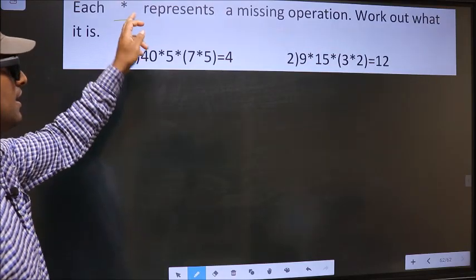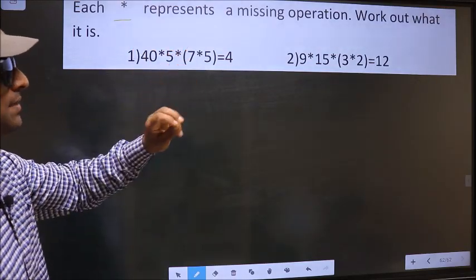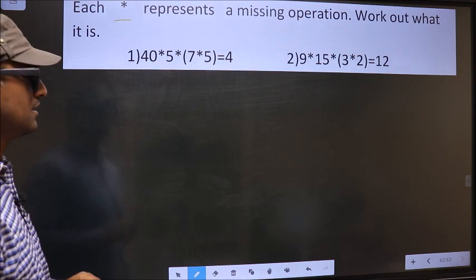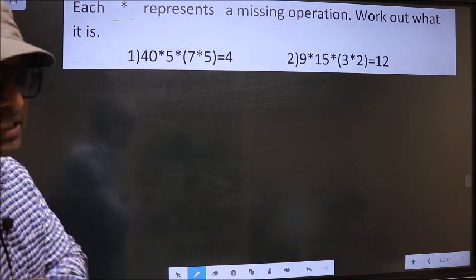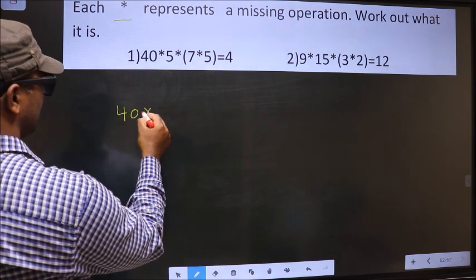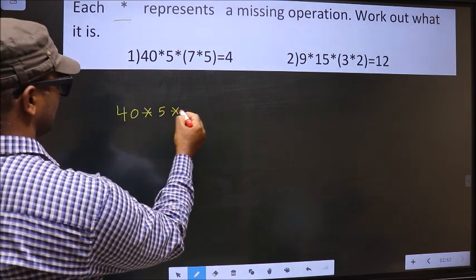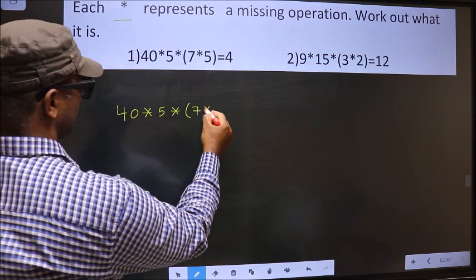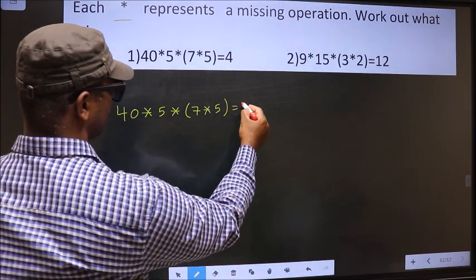Each star represents a missing operation. Work out what it is. First, the first one, that is 40 star 5 star 7 star 5 equal to 4.